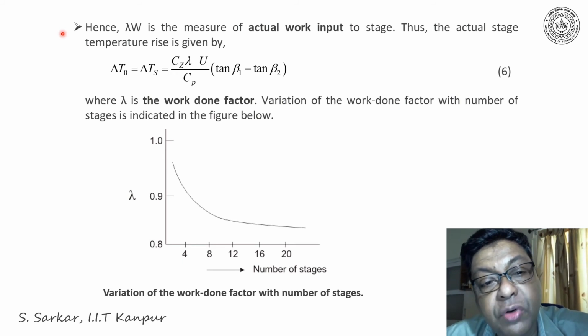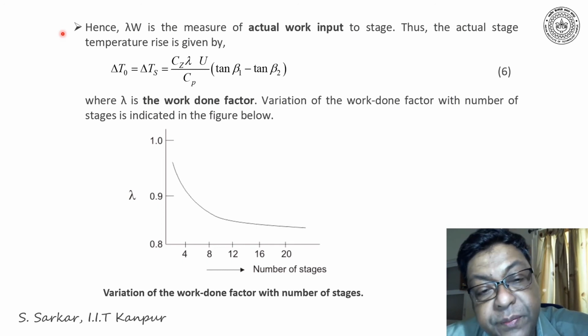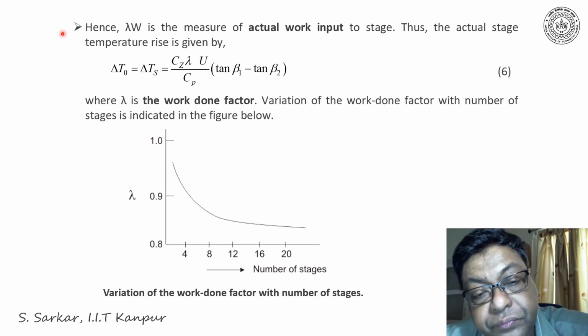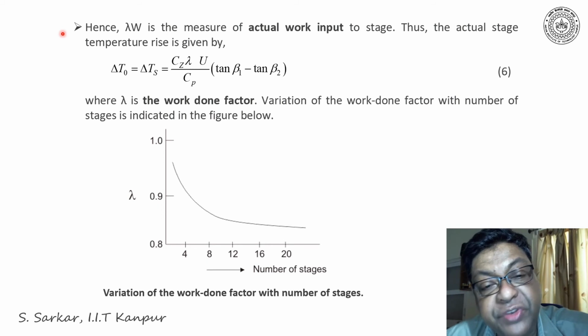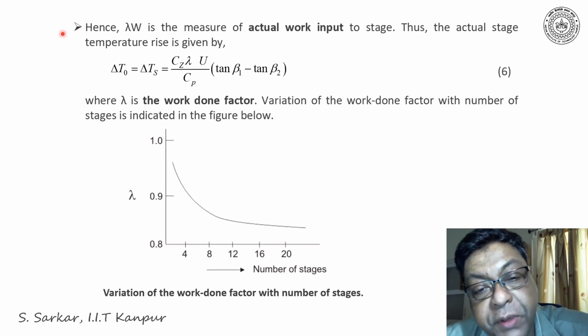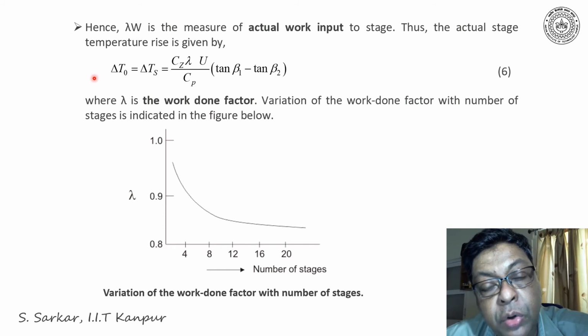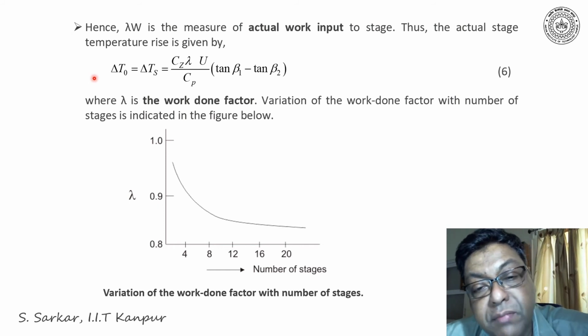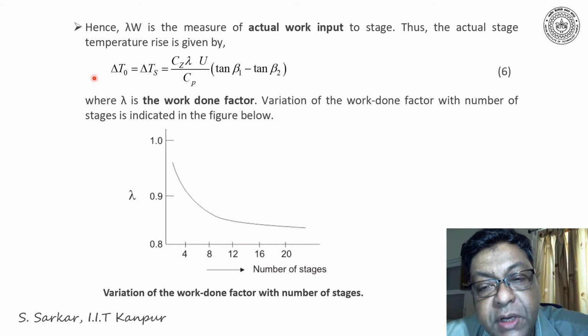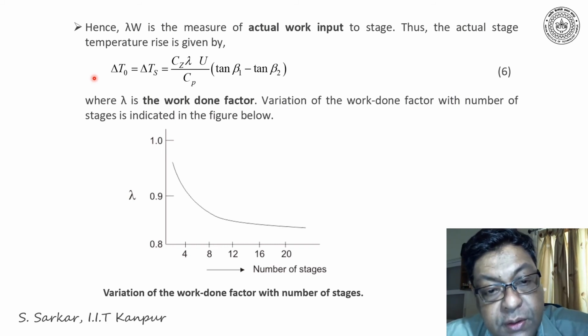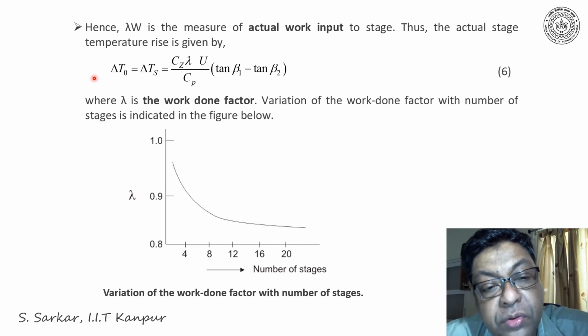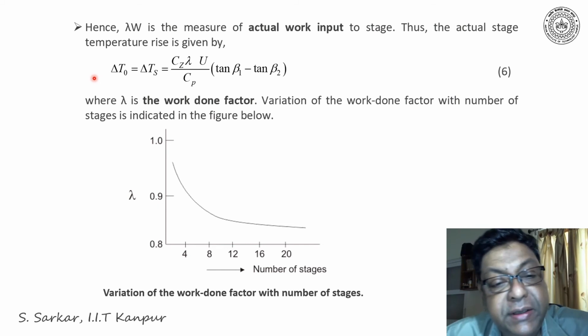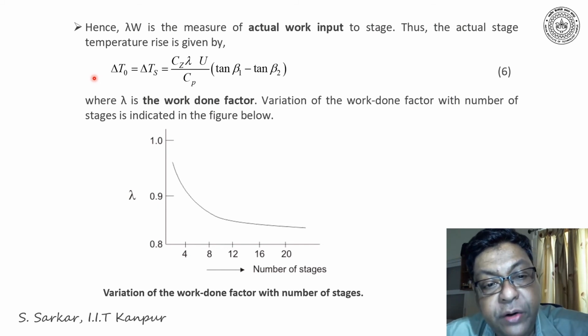Thus, the actual stage temperature rise is given by ΔT0 is equal to ΔTs is equal to lambda into Cz into U divided by Cp within bracket tan β1 minus tan β2. That is equation number 6, where ΔT0 is the total temperature and ΔTs the static temperature rise across the stage, and lambda is the work-done factor.